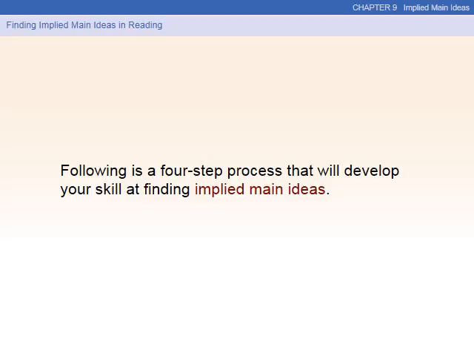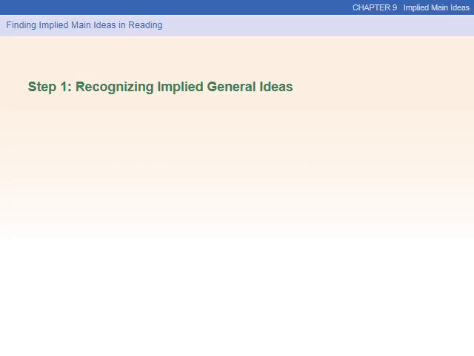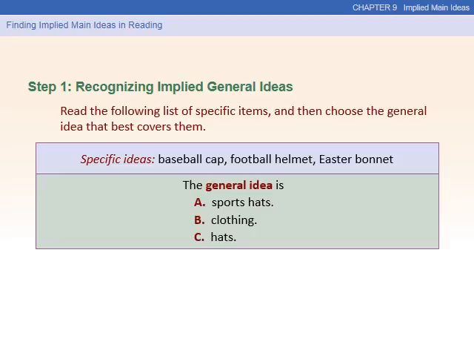Alright, so we're going to go through a 4-step process as we try to find the implied main idea. The first one of them is the easiest, and this one is recognizing implied general ideas. Here we have a list of specific items. We have a baseball cap, a football helmet, and an Easter bonnet. An Easter bonnet, if you don't know, is a special hat that some people wear, normally women, on Easter Sunday, which is a Christian holiday.